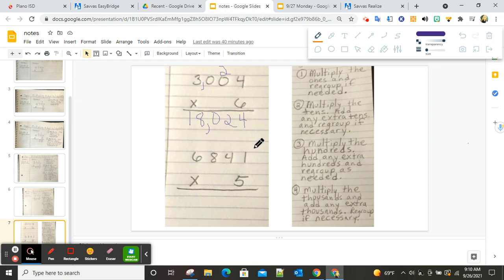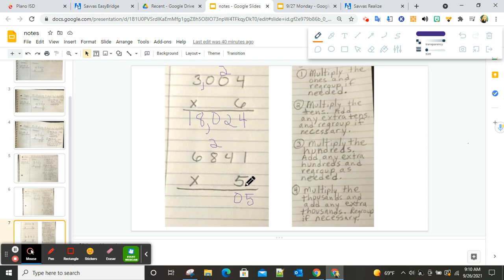Let's try the second problem. Step 1, multiply the ones. 5 times 1 is 5. I do not have any numbers to regroup. The next step is multiply the tens. 5 times 4. 5 times 4 is 20, so I'm going to write down my ones and I'm going to regroup the 2.